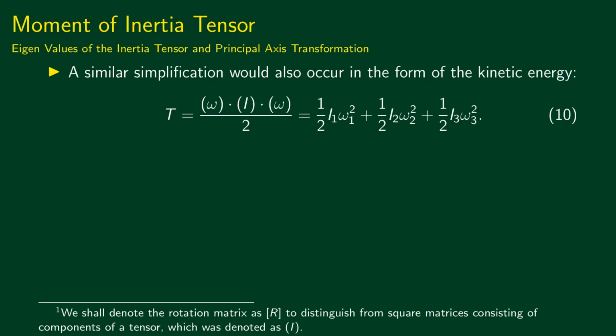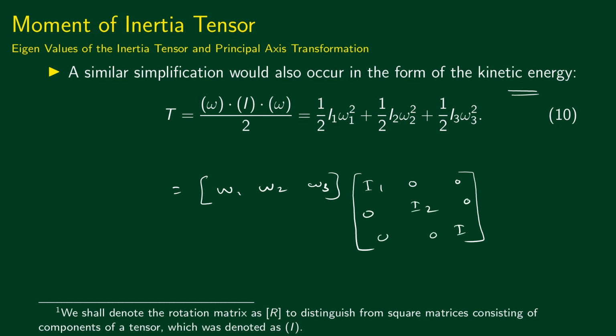So if we choose the principal axis as our basis vectors, then a similar simplification occurs also in the case of kinetic energy. We know that T is equal to omega dot I dot omega divided by 2. We could write this as the row matrix omega 1, omega 2, omega 3. This is a row matrix because only then the matrix multiplication will work. And instead of I here, we have the diagonal matrix with elements I1, 0, 0, 0, I2, 0, 0, 0, I3. And this omega can be written as the column omega 1, omega 2, omega 3. This matrix multiplication is what omega dot I dot omega means. All right, we also have a half.